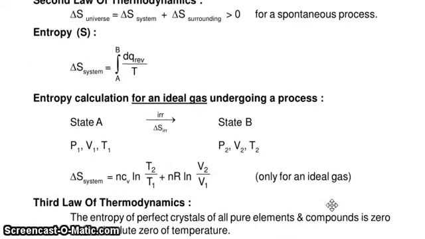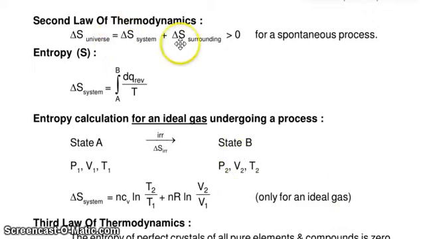Now friends, I will talk about the second law of thermodynamics. Delta S universe is equal to delta S system plus delta S surrounding, greater than 0 for a spontaneous process. Entropy is represented by capital S. Delta S system is equal to the integral from A to B of dq reversible by dT.